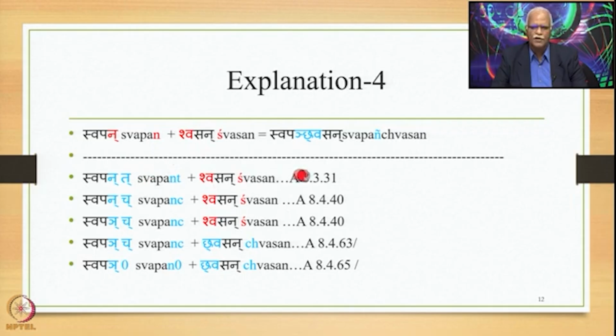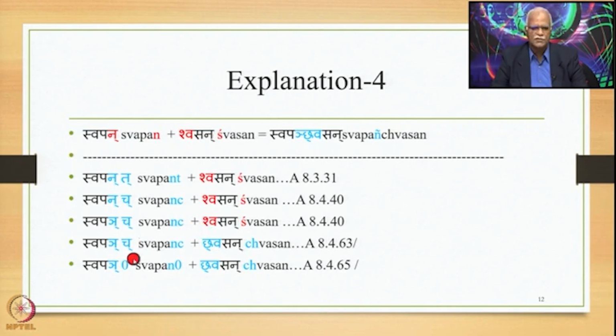Now sutra 8331 applies and adds ta over here. So we have Swapan ta Shvasan. Then because of sh, this ta is substituted by ch by the application of 8440 stoshchunaschuhu. Then because of this ch, this na would be substituted by n, Swapainch and shvasan, because of 8440 once again, stoshchunaschuhu.